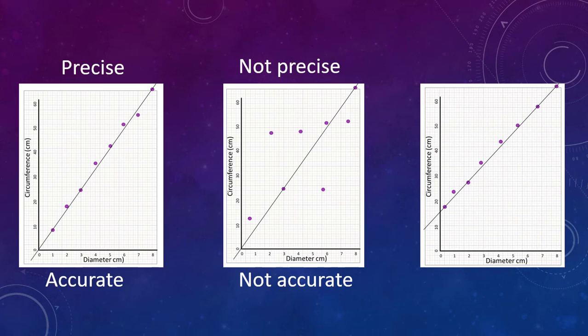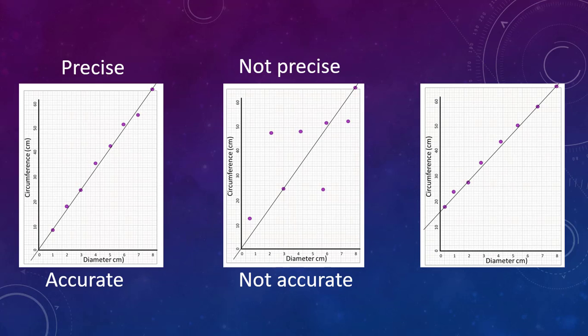At first glance, this last graph doesn't look too bad. All of the data points form a general trend, and we can draw a best fit line that appears to give us a nice relationship between the variables. If we look closer, however, we notice that the y-intercept is not at the origin. Should it be? Well, if we have a diameter of 0 centimeters, we don't have a circle. So how can we have a circumference?